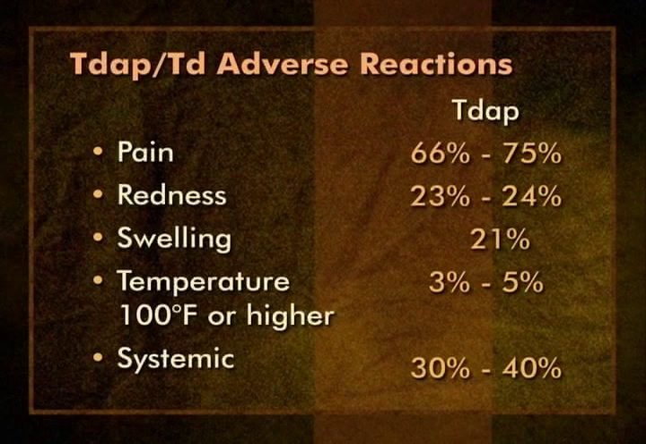Temperature of 100 degrees Fahrenheit or higher within 14 days of vaccination was reported in 3 to 5% of recipients. Systemic events such as headache and fatigue were reported in 30 to 40% of recipients. No unusual or unexpected adverse reactions were identified for either vaccine. The percentage of Tdap recipients reporting these symptoms was very similar to reports from persons receiving only Td.